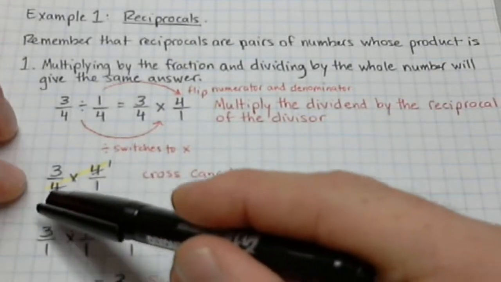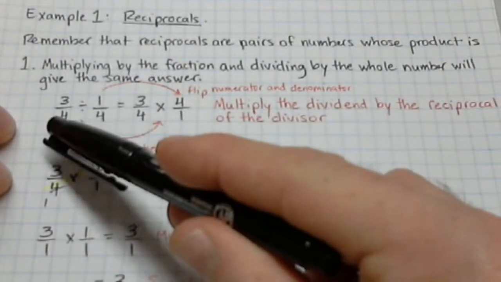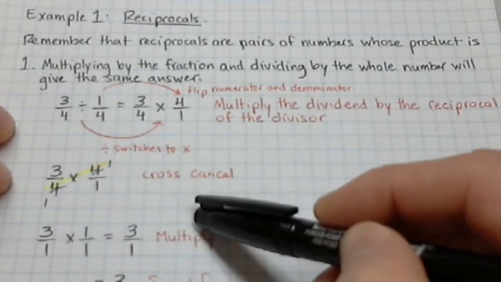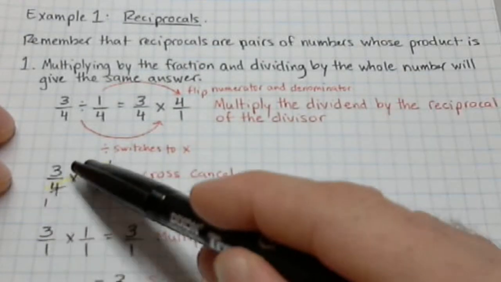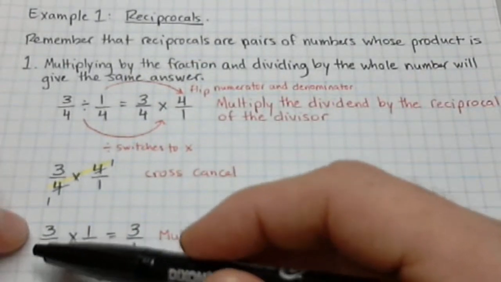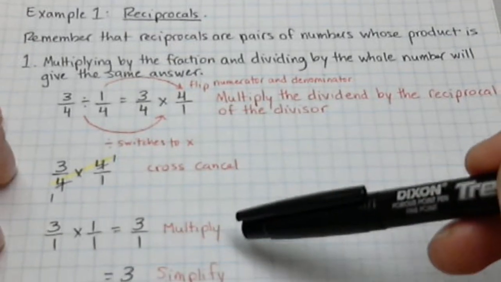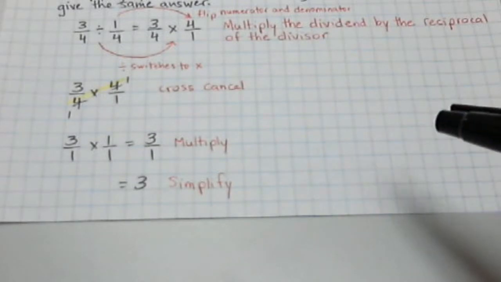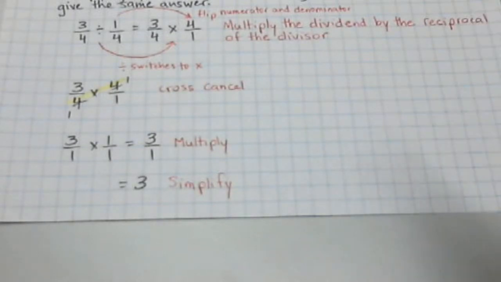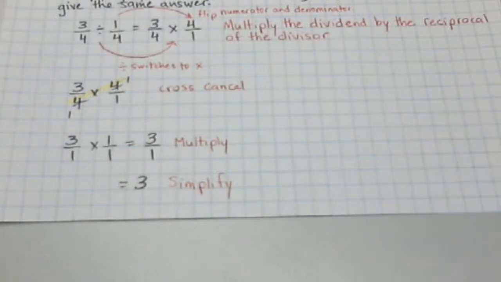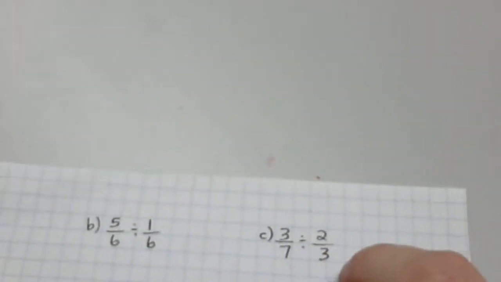The next thing you do is your new question becomes, instead of 3/4 divided by 1/4, 3/4 times 4/1. You can do the cross cancellation and notice that 4 can cancel out and simplify down to 1. So we end up with 3/1 times 1/1, which is just 3/1, and then you simplify that down to just 3. So change the sign from division to multiplication, and flip the second number to find its reciprocal. Okay? So let's do a little bit of practice using the reciprocal method.